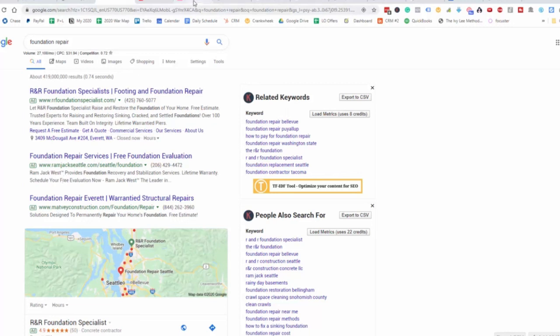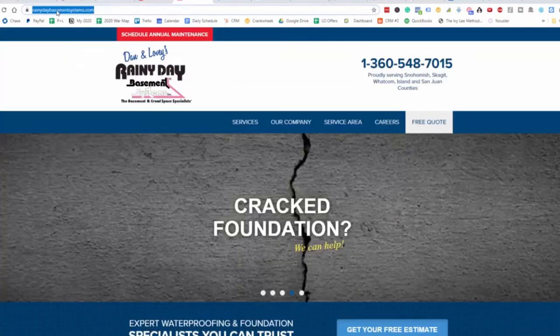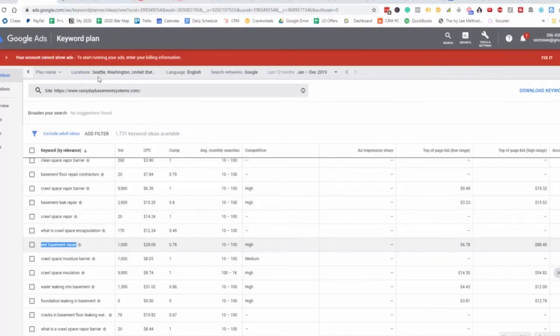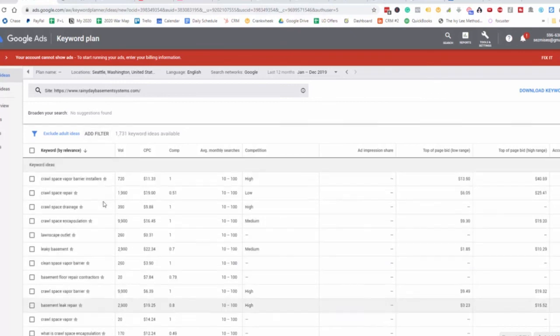Just like we did here, where we took the Rainy Day Basement Systems site, put that into the keyword planner, and were able to see all the additional keyword ad groups that we can add. So that's the advanced keyword strategy.